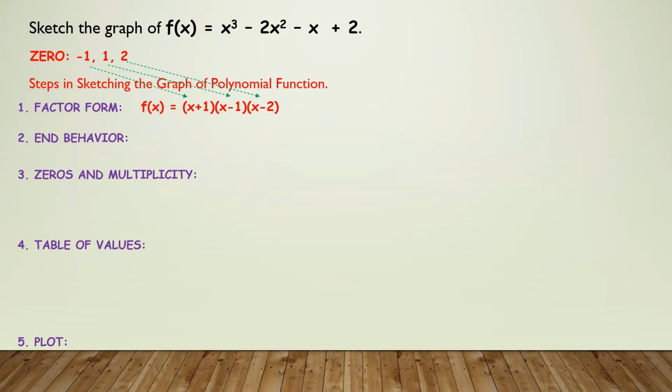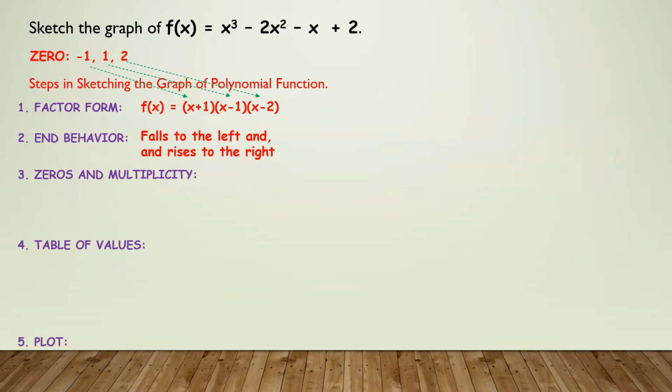Since the degree is 3, which is an odd number, and the leading coefficient is positive, the end behavior will be falls to the left and rises to the right. So meaning when we start sketching our graph, the left side of our graph is falling and the right side of our graph is rising.